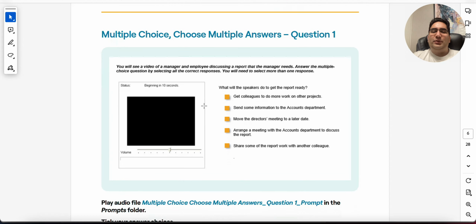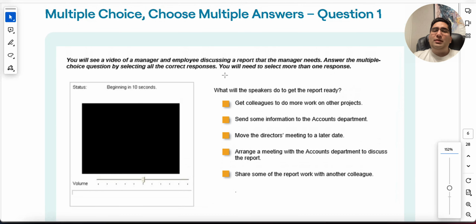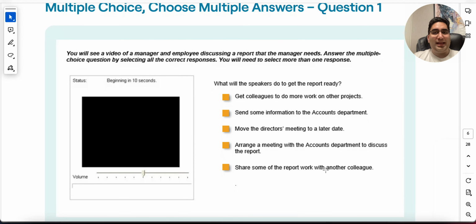The next one is multiple choice questions. Now here you will have to choose multiple answers, which means you have to pick more than one answer. You're given all these options and you will see a video being played. Now the video looking at the persons or person is not that important. It's still about listening, but the facial expressions might help you understand it a little better. The important thing you want to do here is look at the questions the whole time people or a person in this case are talking.